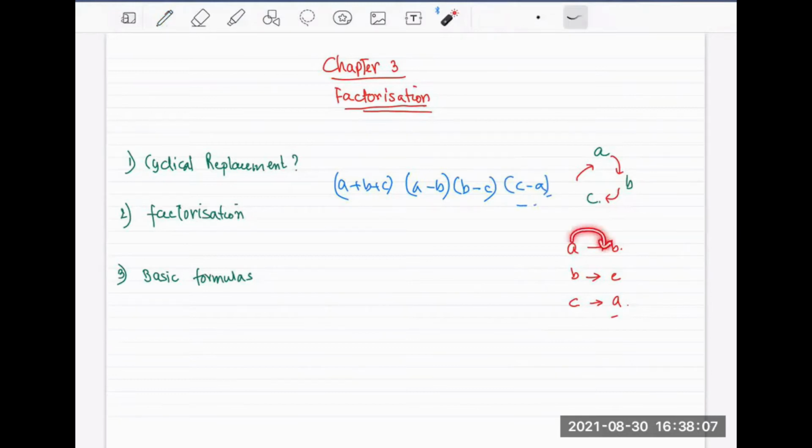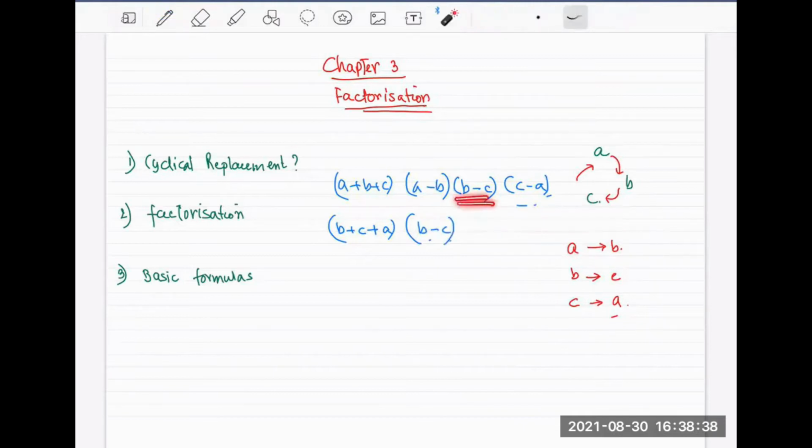Let's say A is replaced with B, B is replaced with C, C is replaced with A. So how will we change this? Look, B plus C plus A. Remember, we want A as B, B as C, and C as A. A minus B will look like how? Instead of A, we're supposed to put B. Instead of B, we're supposed to put C. So this will be B minus C.